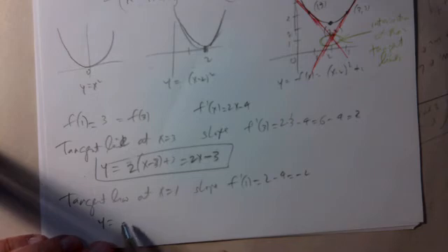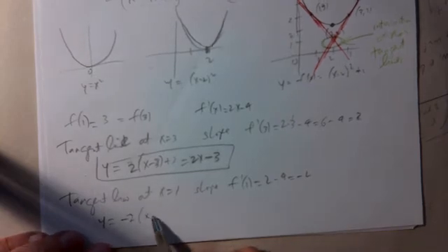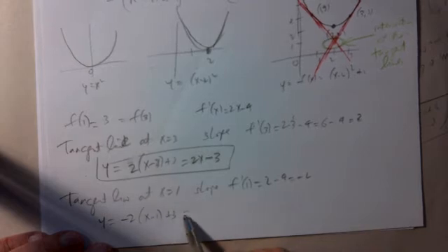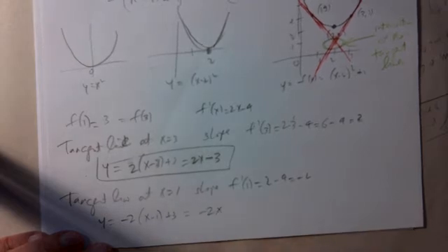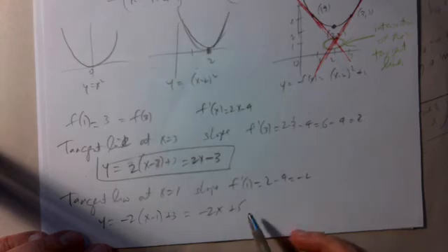And for the tangent line at x equals 1, it has slope f prime of 1, which is 2 minus 4, which is minus 2. This line has slope minus 2, so the equation of the line using the point slope formula is minus 2 times x minus 1, plus 3, which is minus 2x plus 5.